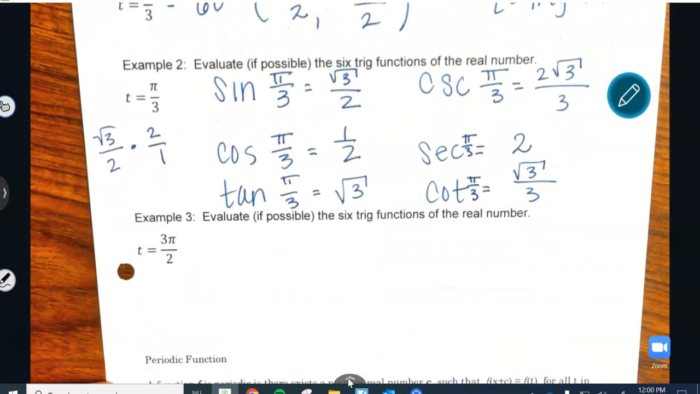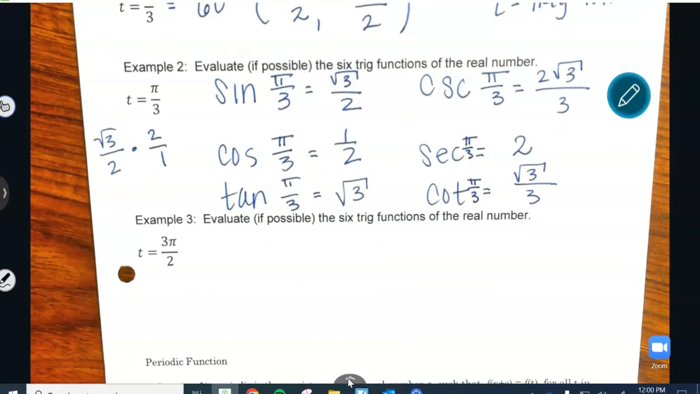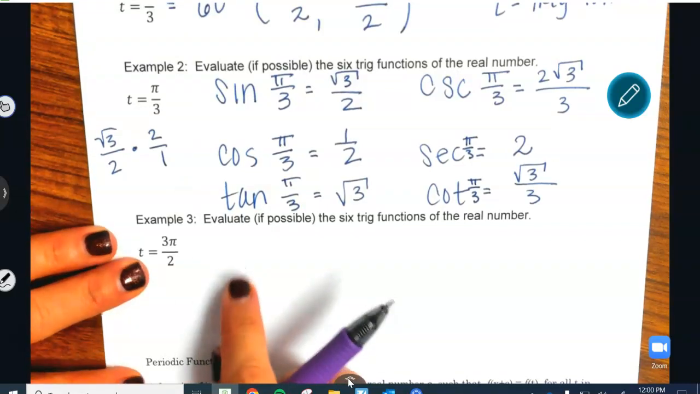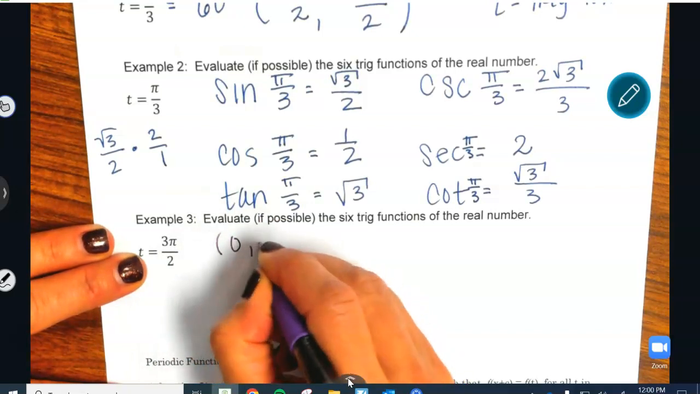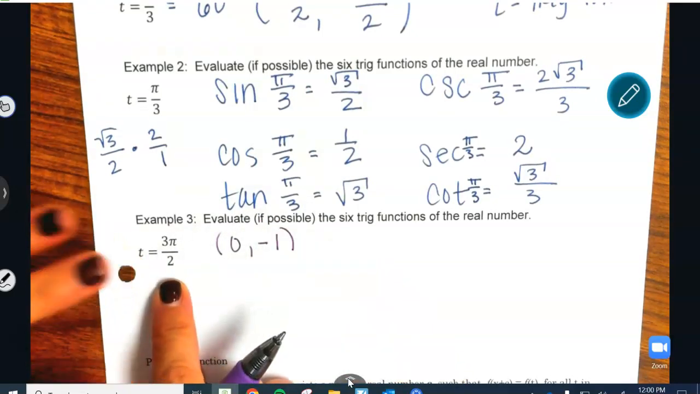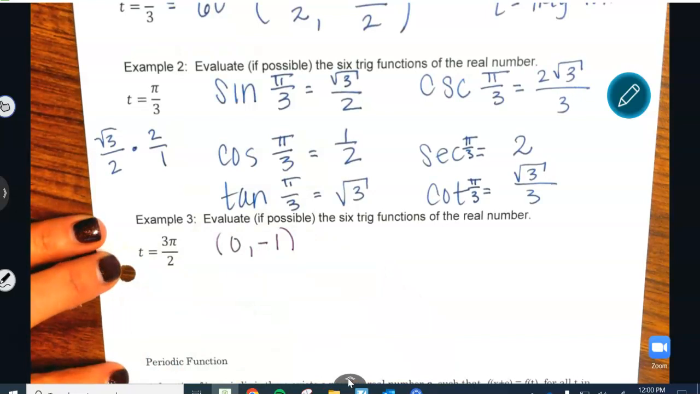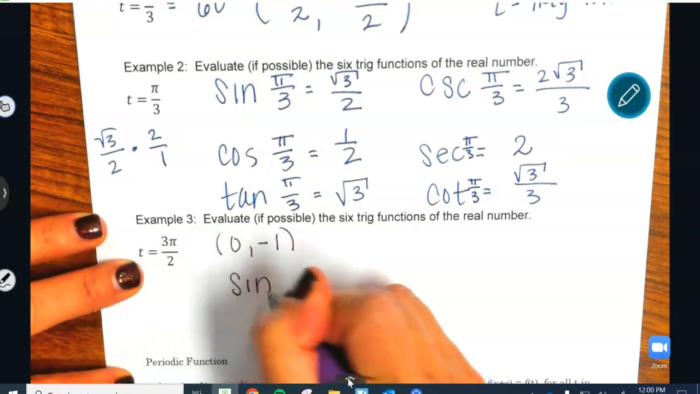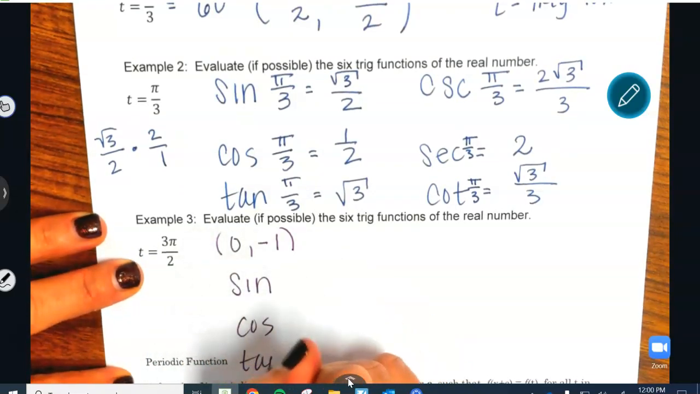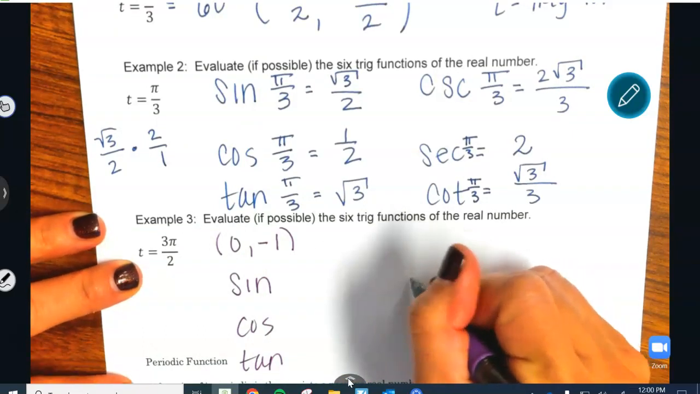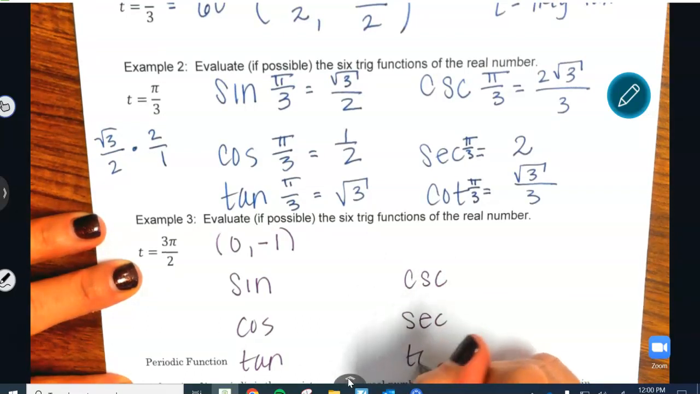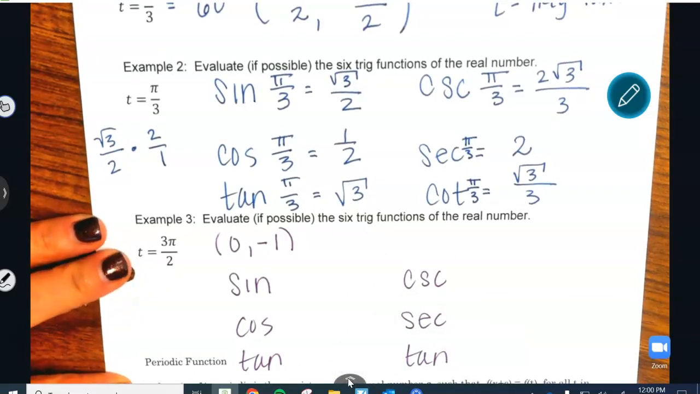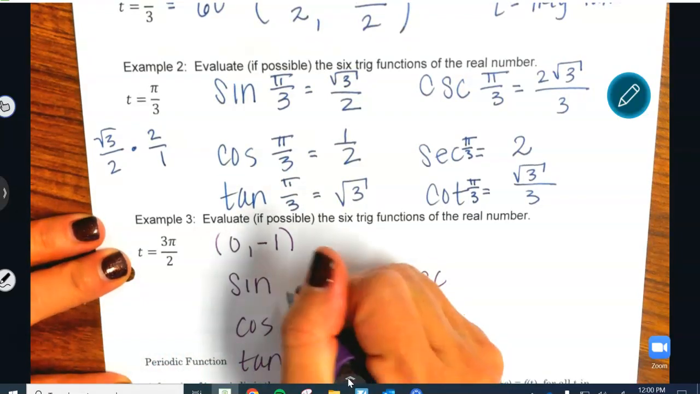All right, let's move on to this next example. Again, this is on the unit circle, and the ordered pair for the unit circle is going to be 0, -1. Remember, 3 pi over 2 is at the bottom of the circle. So let's go ahead and find sine, cosine, and tangent. I'm going to go ahead and write my reciprocals over here. And remember, we are looking for the t value of 3 pi over 2.